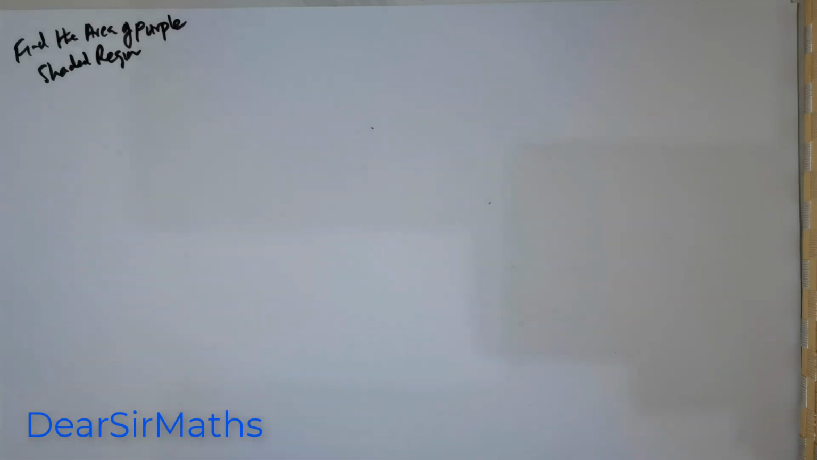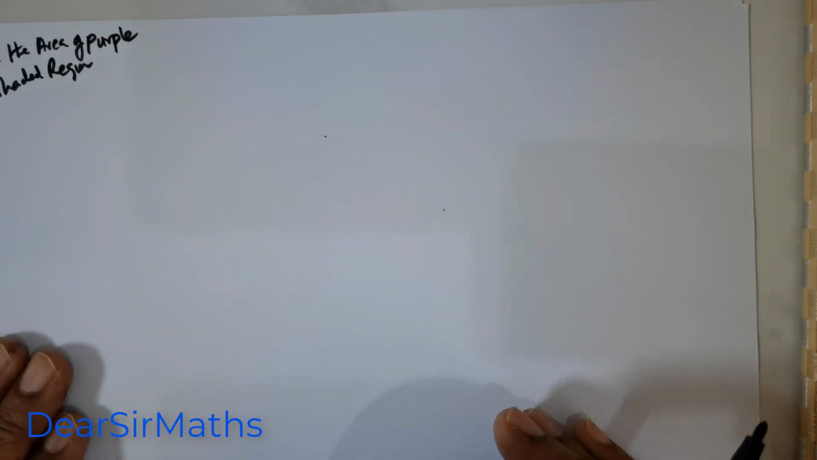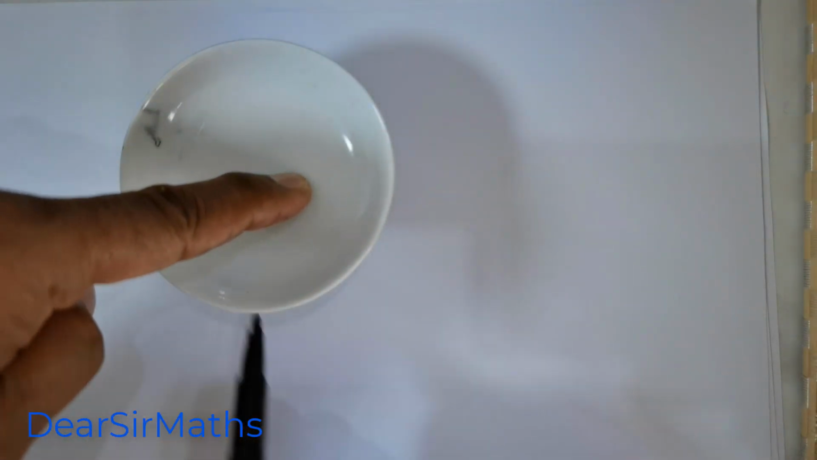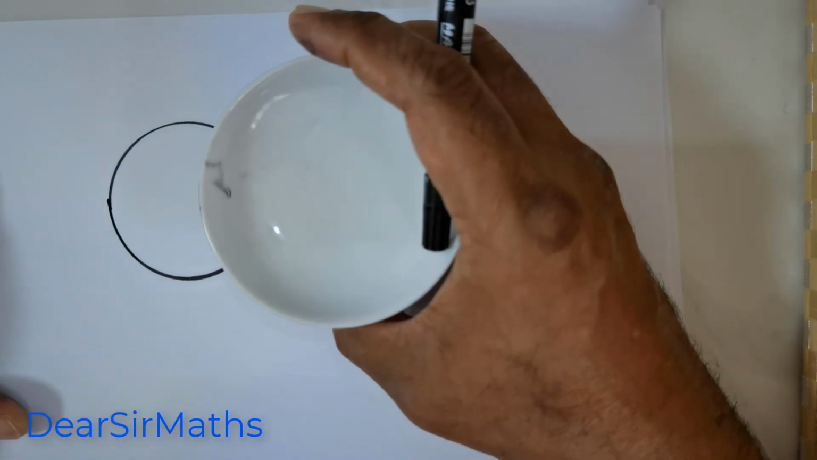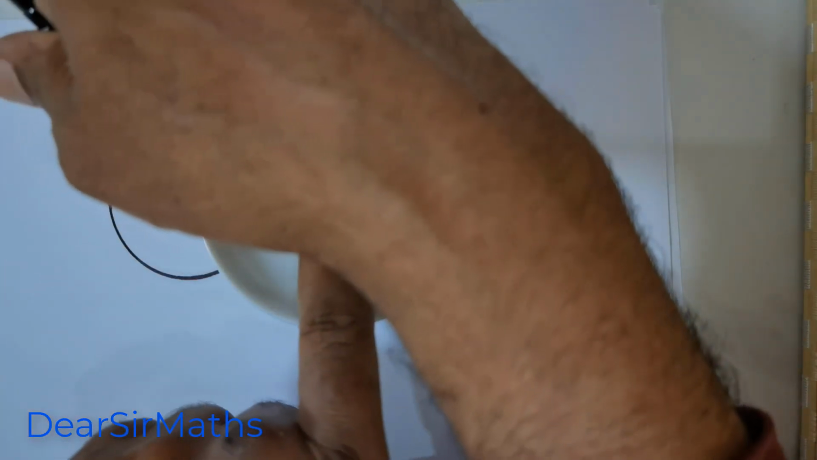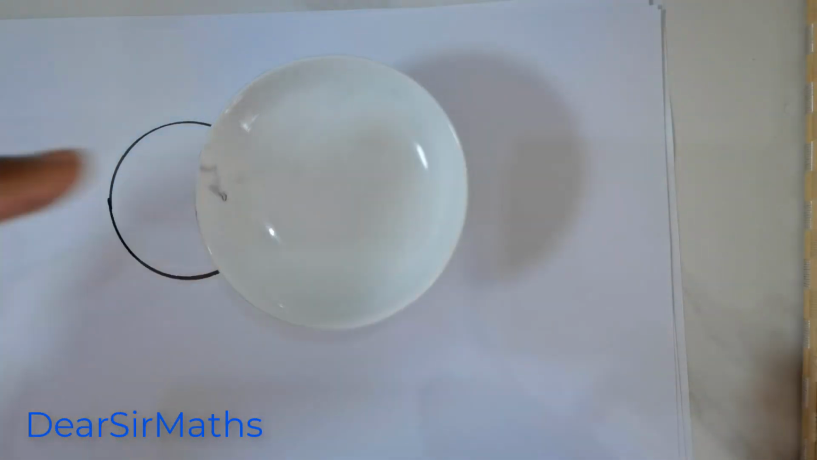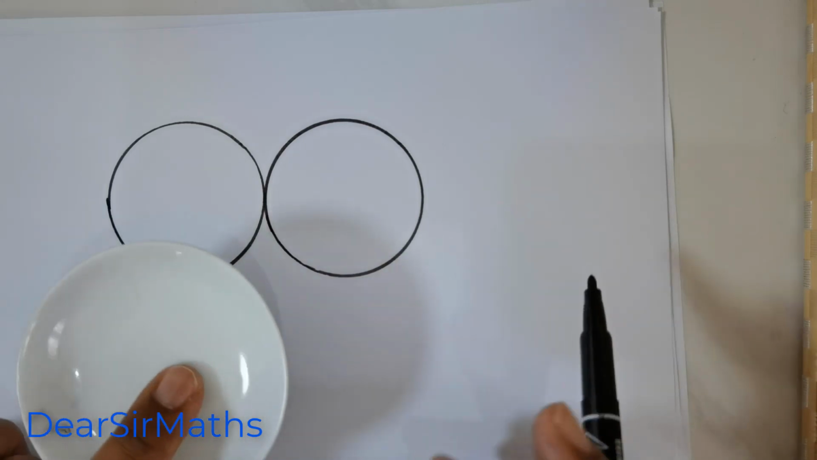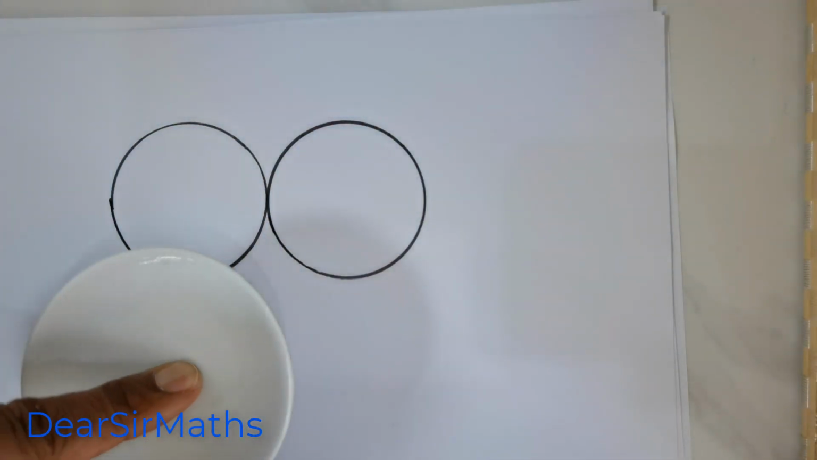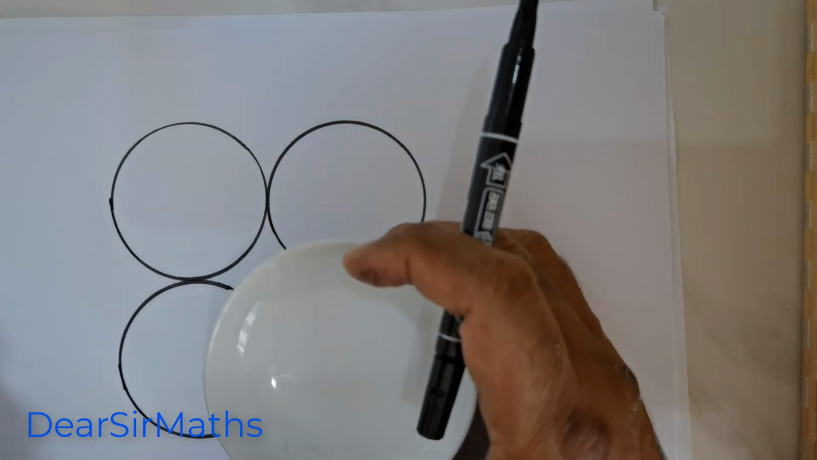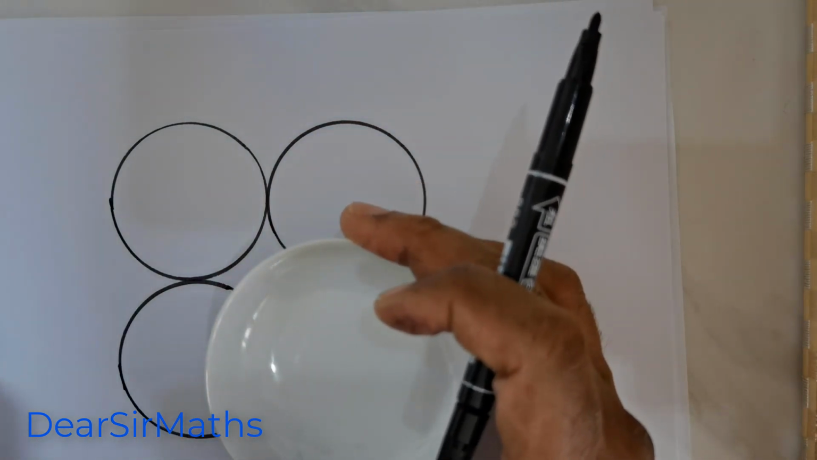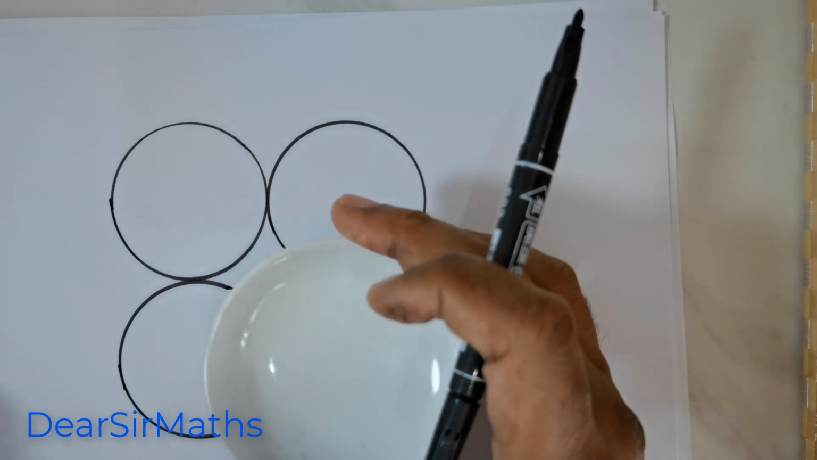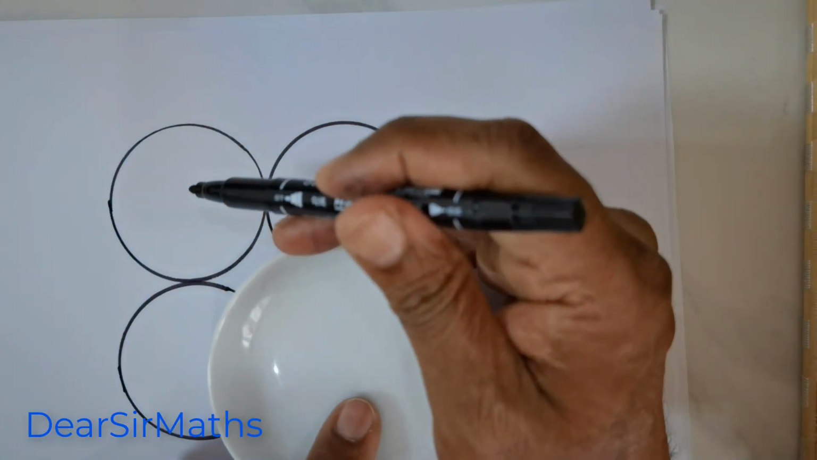Good day everybody. This is an interesting question and I will have to draw the figure. Let me draw the circles. Circle 1, circle 2, three, you got the fourth one.